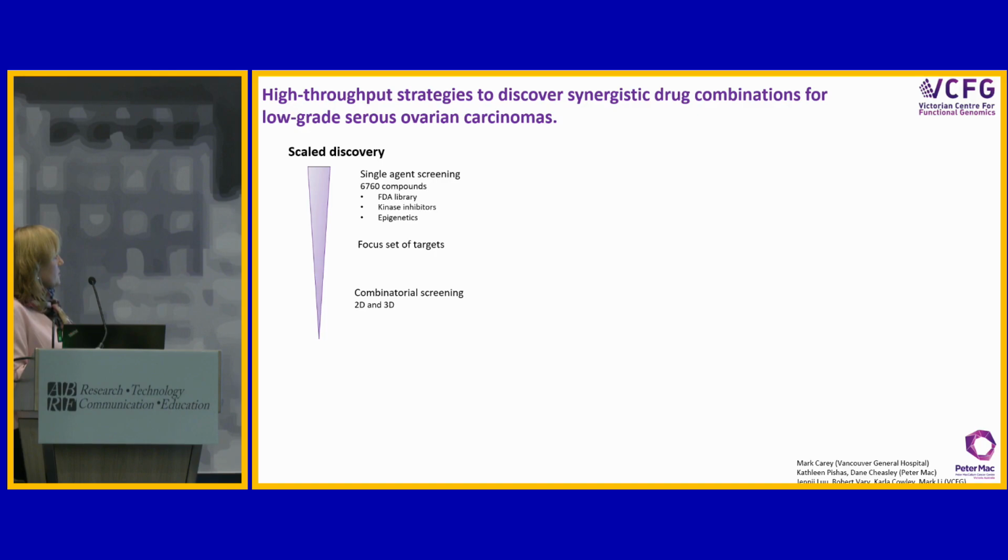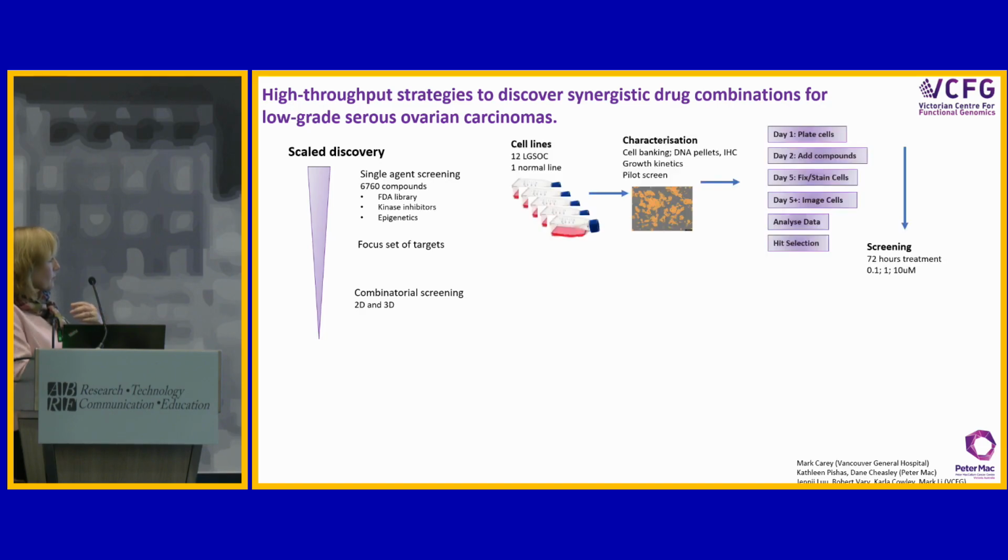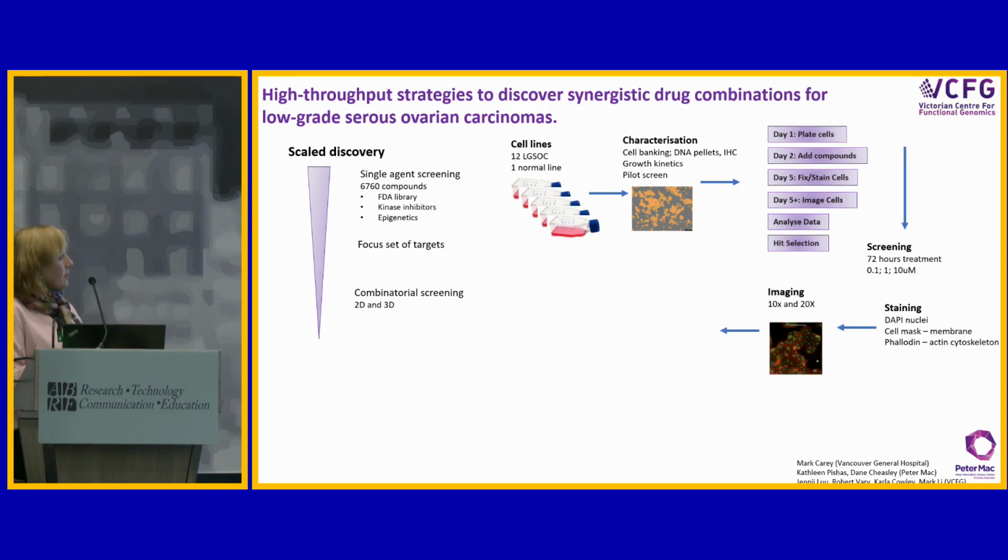So we set off to screen known agents still, FDA library, kinase inhibitor library, epigenetics targets, but following through that lot to a little inverted triangle, we've validated, we've done this over 13 cell lines. So 12 of these patient lines and 1 normal cell line. We've characterized the lines inside out, growth kinetics, small pilot screens. We determined the screening regime that we would use, set that all up and ran through with just a DAPI stain, cell mask stain and a phalloidin stain. We also imaged at 10 and 20x because, as you talked before, getting more is better from the beginning, so if we ever need to go back, we've got it all in-house there.